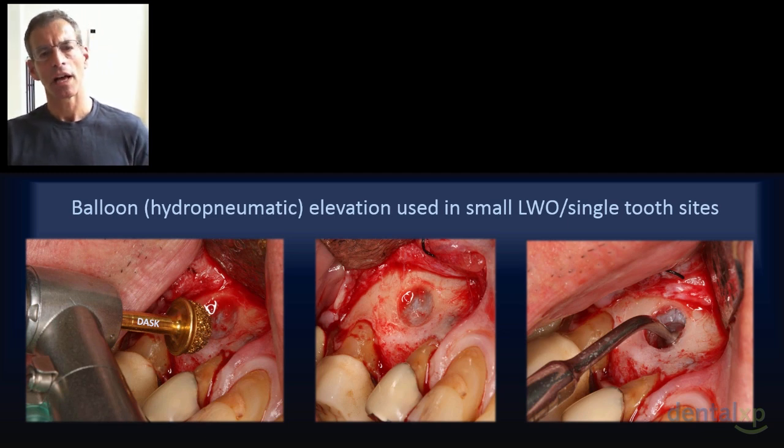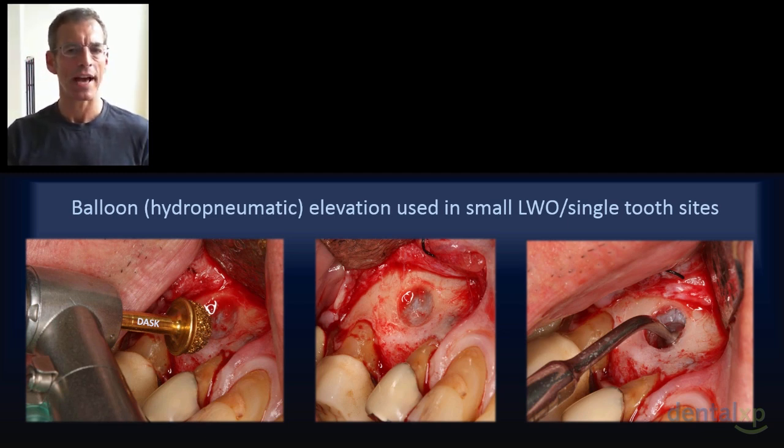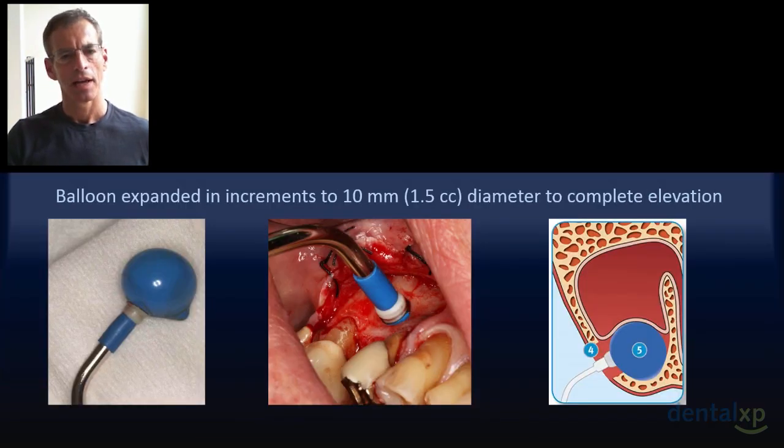I do enjoy utilizing a balloon or hydrodynamic elevation in small lateral windows, especially at single-tooth sites. Here I use Dentium's DAS bar to create a lateral window in a matter of seconds. I begin the elevation with piezo surgery. I then slowly insert my balloon and inflate it in increments until I have 10 millimeters of inflation.